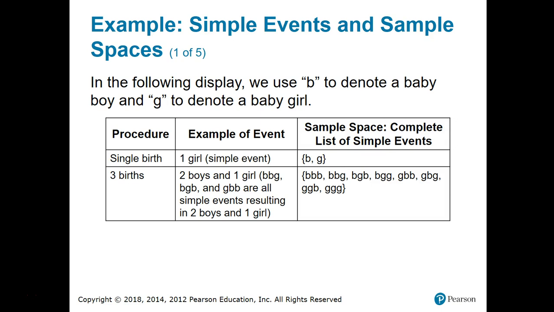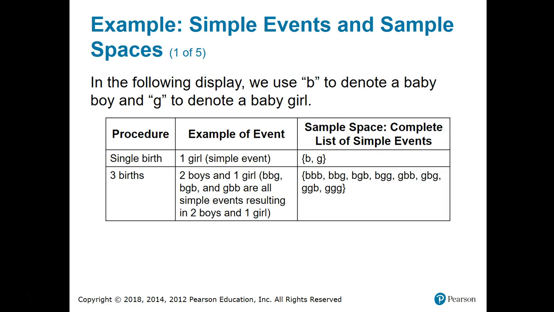Now this is going to give some examples of simple events. When an event is called a simple event, that does not mean the event itself was simple, that it was easy. For example, in this, they say the procedure is giving birth, because giving birth is simple. So a single birth is an example of an event. One girl is a simple event. The sample space is all possible simple events. That could be one boy or one girl.